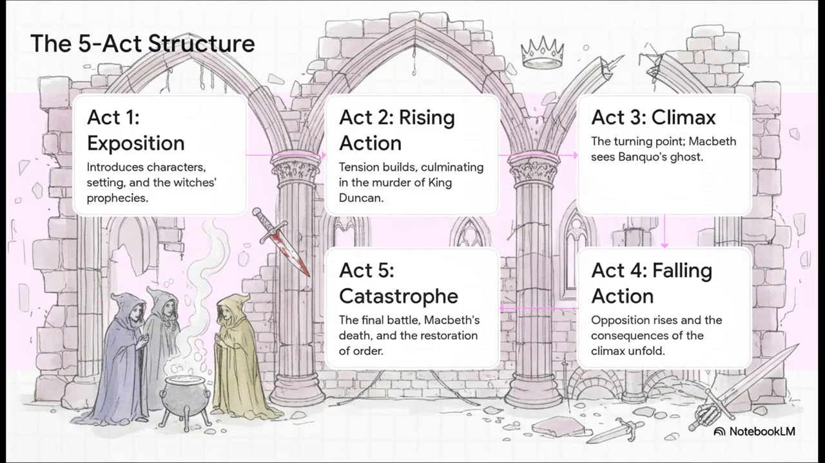Think of this structure as a dramatic arc, kind of like a roller coaster. Act 1 is the exposition. We meet everyone, and the witches drop their bombshell prophecy. Act 2 is the rising action, where the tension just skyrockets with the murder of Duncan. The climax, the peak, hits in Act 3, when Macbeth sees Banquo's ghost and his downfall becomes totally inevitable. Act 4 is the falling action, where all the opposition starts gathering against him. And it all comes crashing down in Act 5, the catastrophe, with the final battle and Macbeth's death.